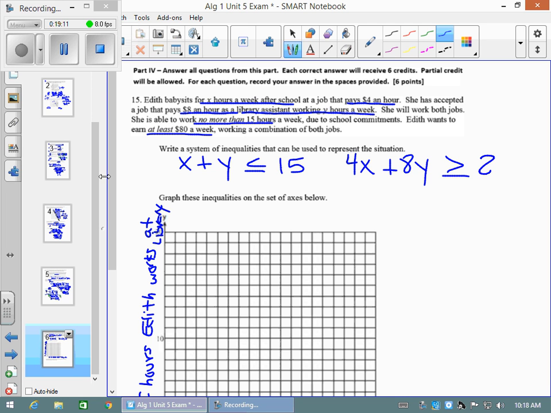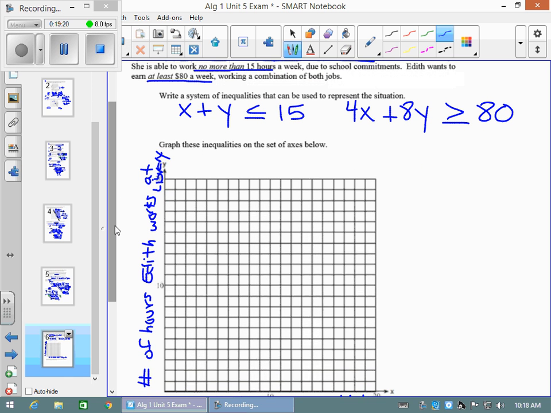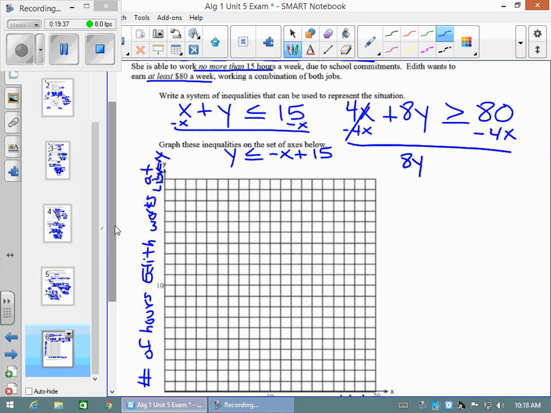So now, in order to graph these inequalities, I'm going to need to solve both of them for y. In my first inequality, if I subtract x on both sides, I get y is less than or equal to negative x plus 15. In my second inequality, I would subtract 4x. I got 8y is greater than or equal to negative 4x plus 80. Divide by 8. And I get y is greater than or equal to negative 4 over 8, which simplifies to negative 1/2 x, and 80 divided by 8 gives me plus 10.